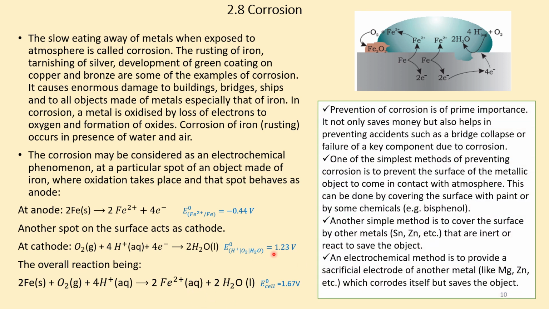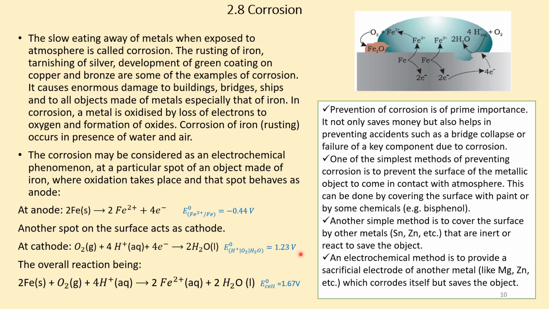Prevention of corrosion is of prime importance. It not only saves money but also helps in preventing accidents such as bridge collapse or failure of key components due to corrosion. One of the simplest methods of preventing corrosion is to prevent the surface of the metallic object from coming in contact with the atmosphere.